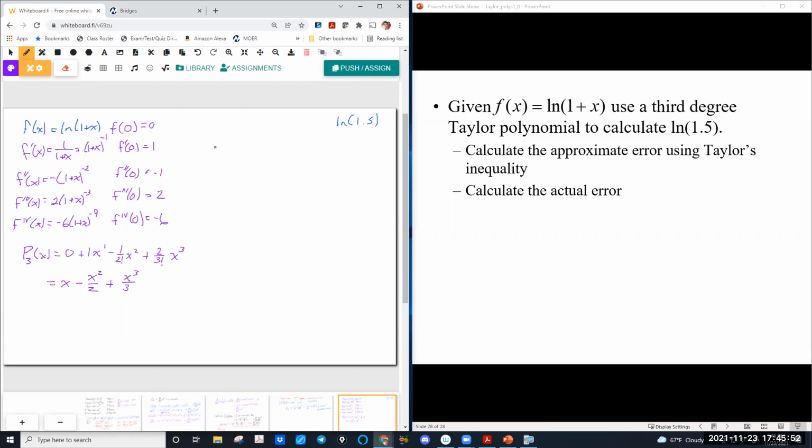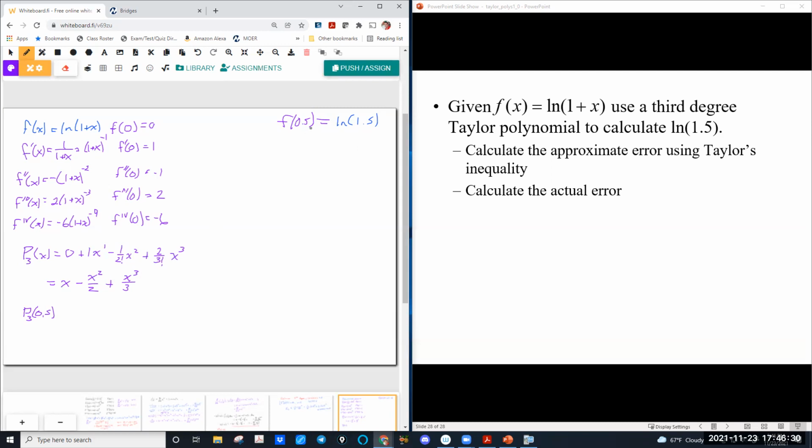Now, this is pretty interesting. So our function is ln of 1 plus x. So ln of 1.5 is actually our function evaluated at 0.5. Because putting 0.5 in will give us that. So that's one of the things you got to be careful of. I don't want to put 1.5 in here because then I'm calculating ln of 1.5. So when I go to find my approximation, I'm basically going to be putting 0.5 into my Taylor polynomial.